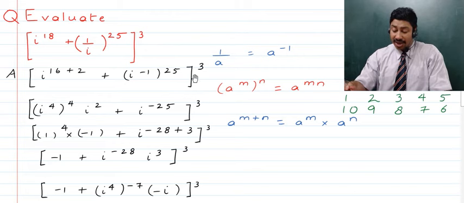Now here again, when we have a raised to the power m, whole raised to the power n, it will become a raised to the power m into n. As such, this will become i raised to the power minus 25, right?